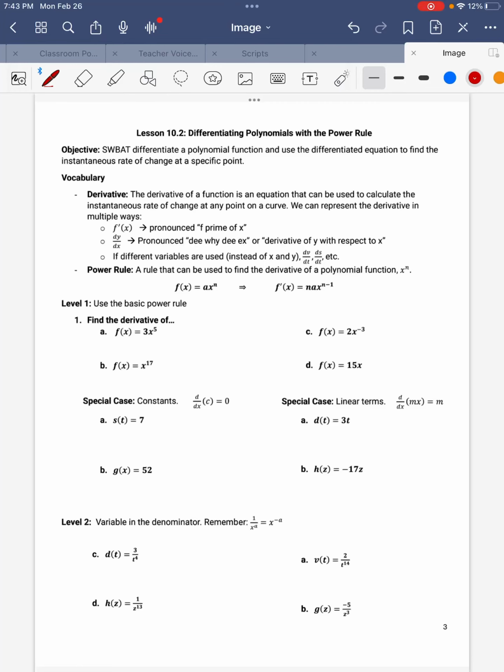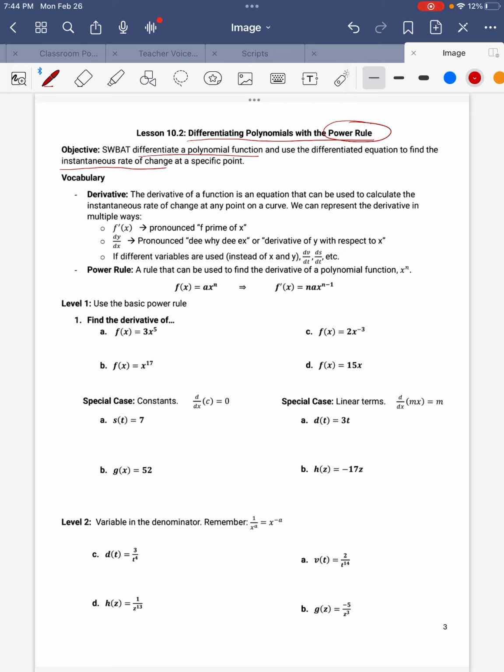Hey scholars, today we are learning about differentiating polynomials with the power rule. So the goal is that the student will be able to differentiate a polynomial function and use that differentiated equation to find the instantaneous rate of change at a specific point.